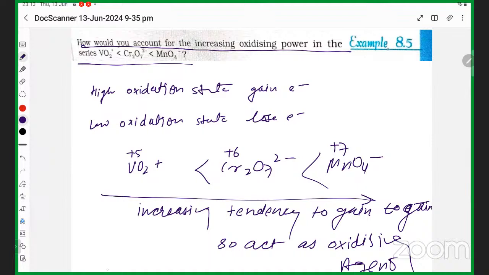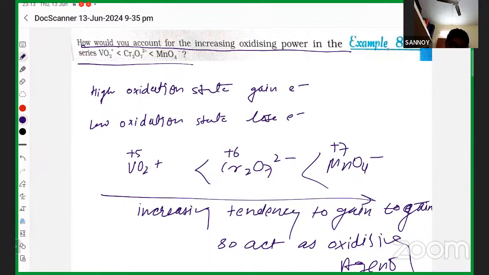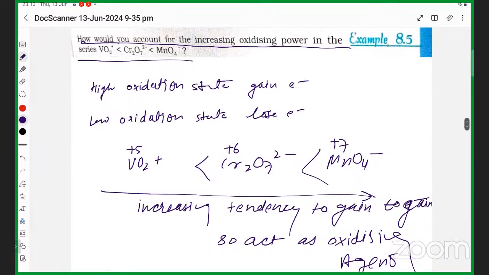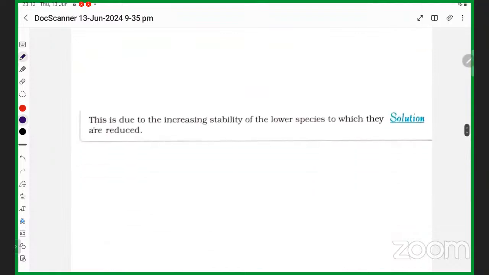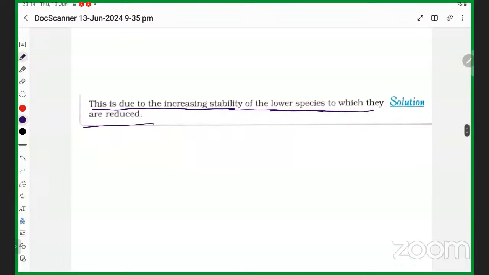See the reason what they are saying. This is due to increasing stability of the lower species to which they are reduced. This is not the very accurate answer. The accurate answer I already wrote there.